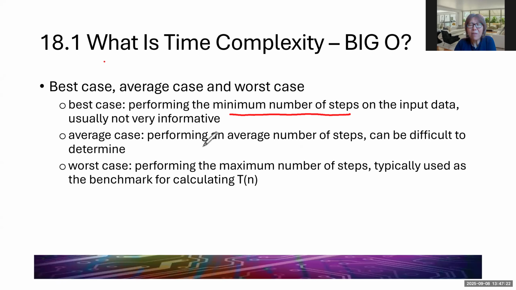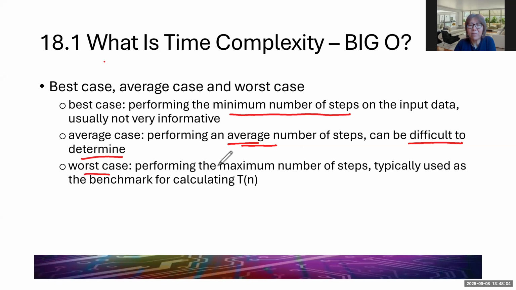The average case is to perform an average number of steps, but normally it's also difficult to determine. In the scenario of bubble sort, maybe the data is just randomly ordered. So it's not the best case, not sorted, and also not the other case, the completely reverse order. It's just randomly ordered. Then that's considered the average case.